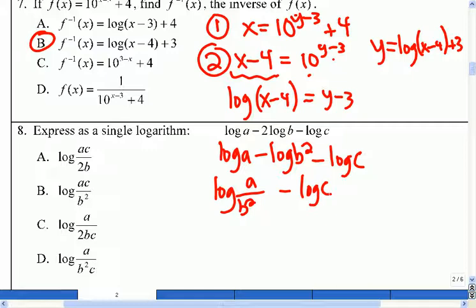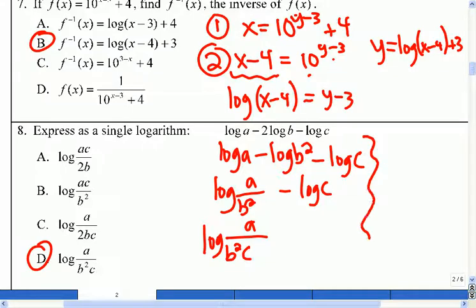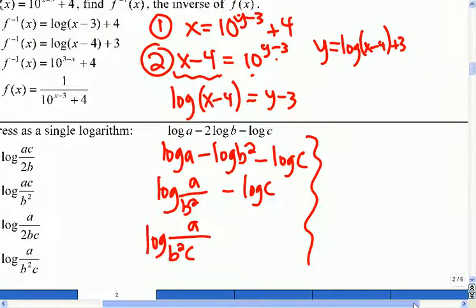And then if I divide again by C, it would be log A over B squared C. Now that's not the only way you arrive at the answer, which looks like D. That's not the only way you could arrive there. I know another student said, well, what if we went like this? I'm not sure it's the first thing you'd come up with, but maybe it'll help you understand it a little bit better.